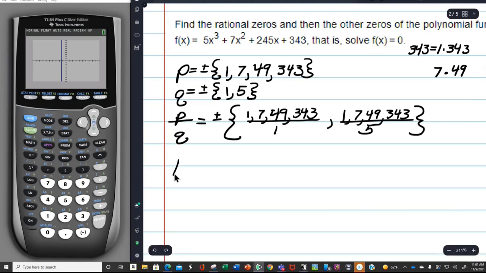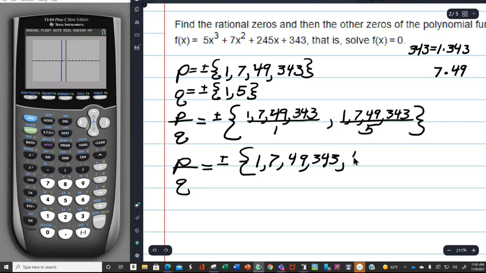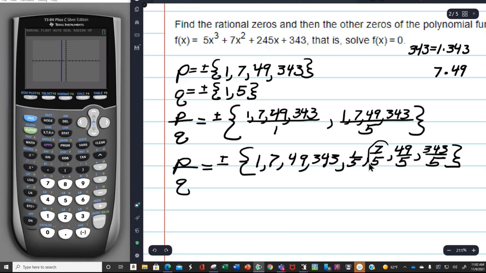All right, because look at what our P over Q is going to be. This was not as bad as I thought, but you had to have a certain amount of courage to do it. Plus or minus 1, 7, 49, 343, and then 1/5, 7/5, 49/5, and 343/5. Only 7/5, in particular, negative 7/5, is a number between negative 1 and negative 2.